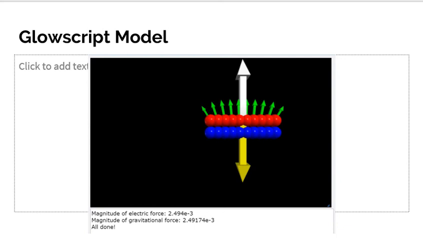In this model, with 10 charges in a line, the electric force is equal to 2.49 times 10 to the negative 3 in the positive y direction, and gravity equal to 2.49 times 10 to the negative 3 in the negative y direction.